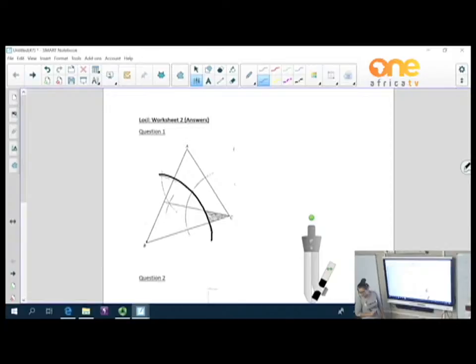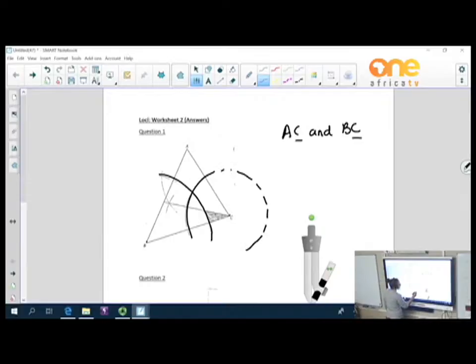And draw accurately the locus of points equidistant from AC and BC. So AC and BC, the C's are in both. So it will be from C, you will have your semicircle or your circle. Remember, C is also a point, and with points you need circles, but you don't have to draw that.